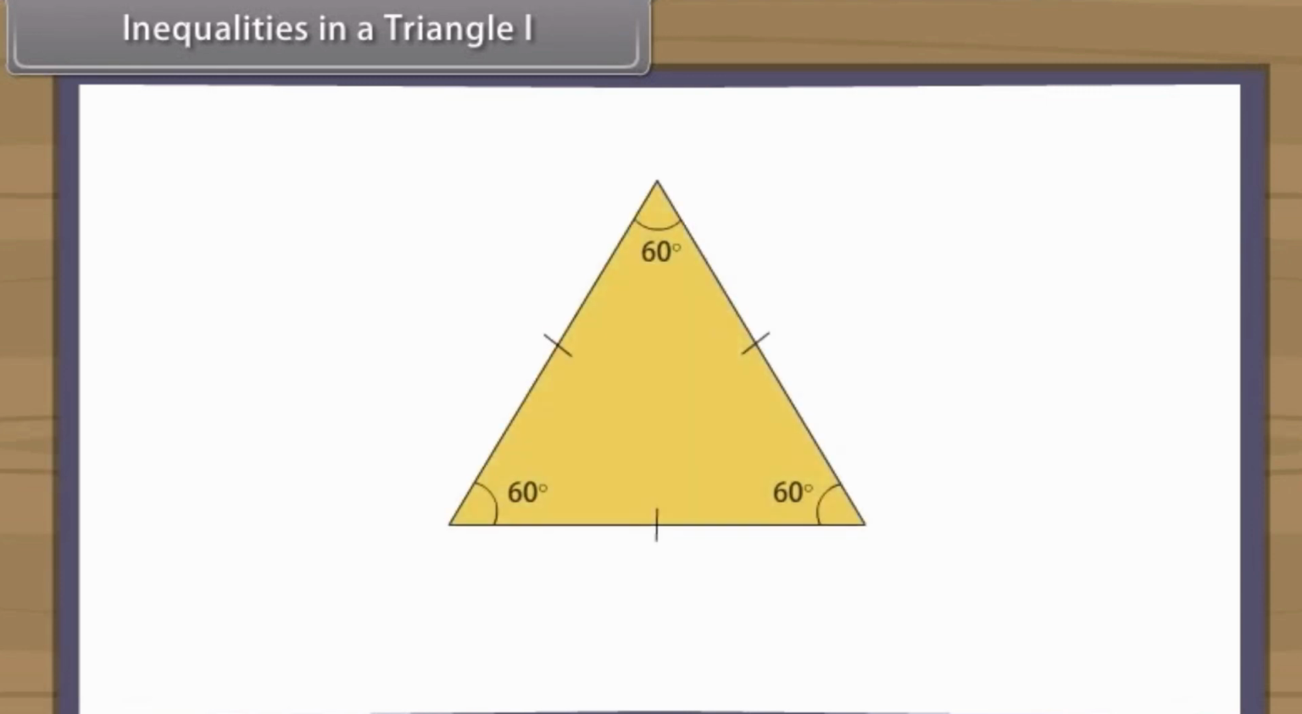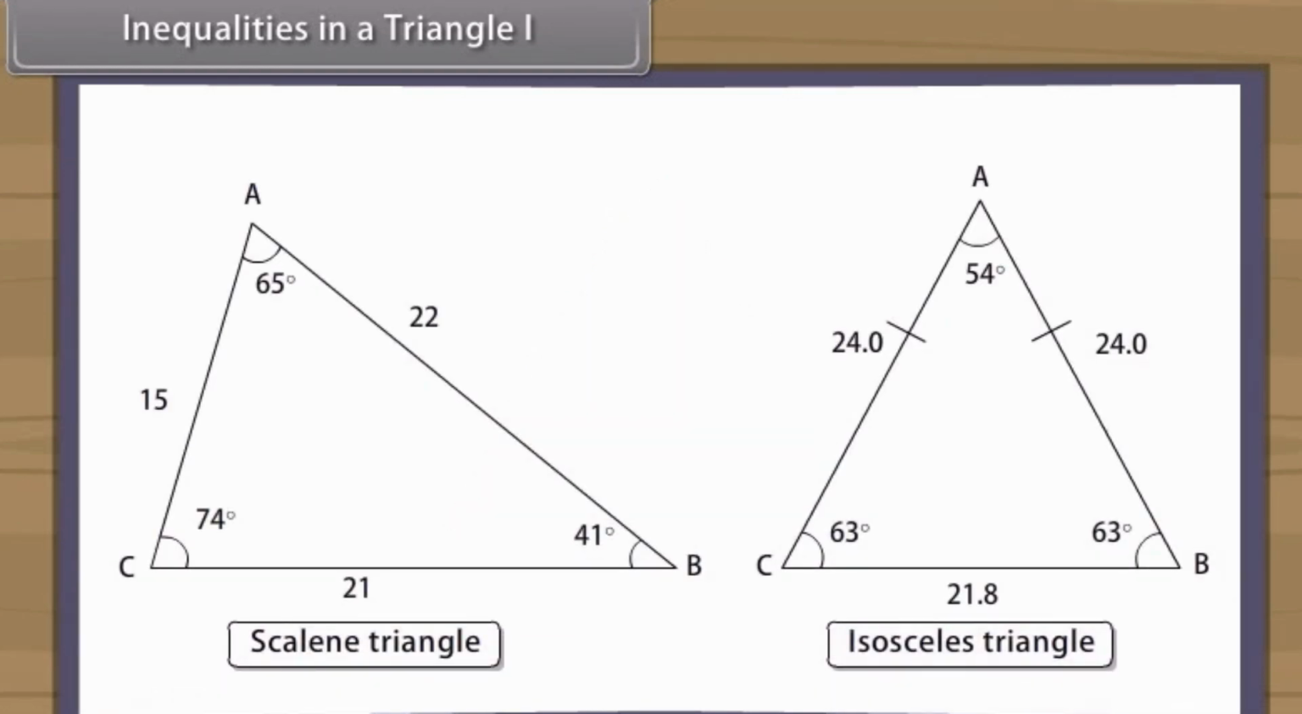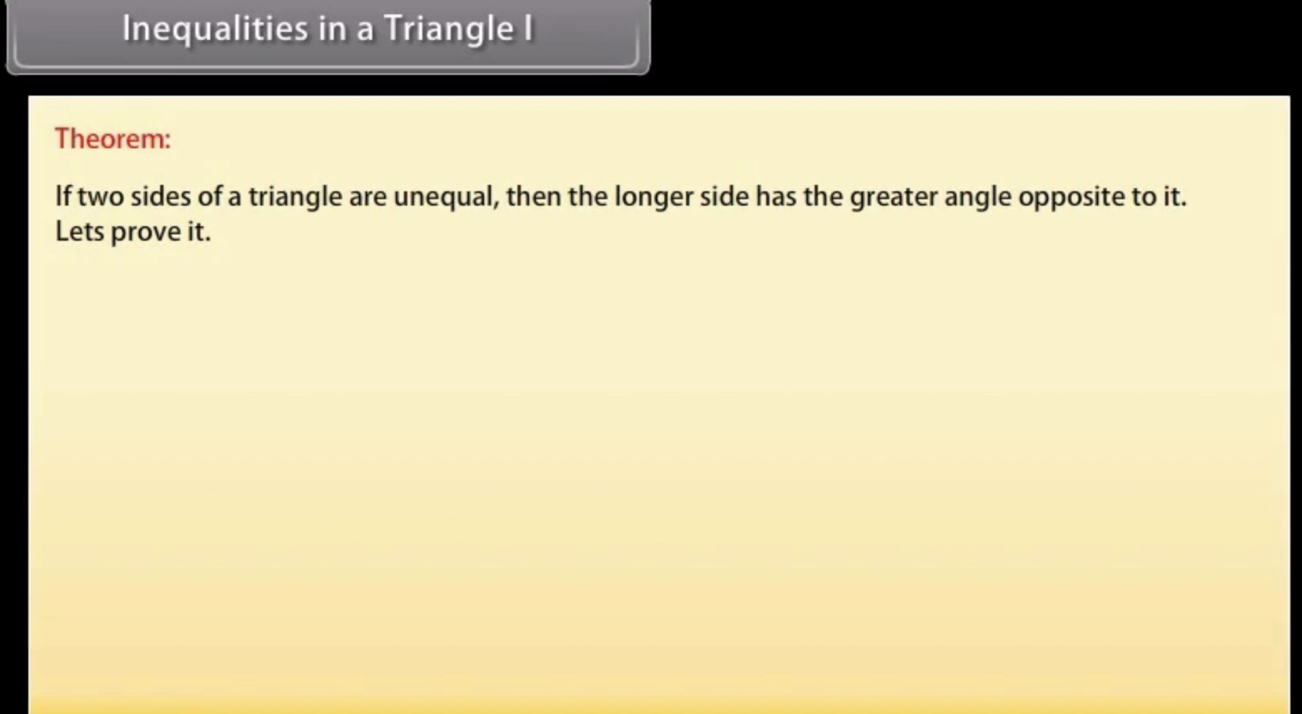Inequalities in a triangle 1. We have learnt the relationship between sides and angles of a triangle when they are equal. We shall now study some relations among sides and angles of a triangle when they are unequal. Theorem. If two sides of a triangle are unequal, then the longer side has the greater angle opposite to it.